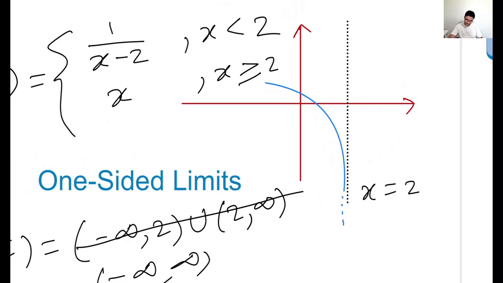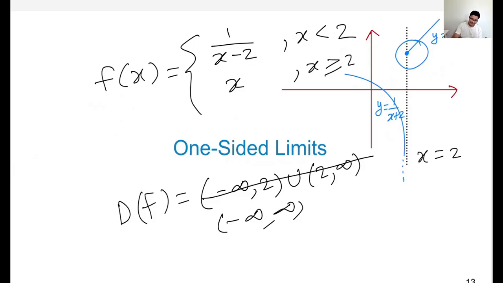And on the right side, it is just x for x equal or greater than 2. So let's say this is at 2. So like that, the line y equals x after that. And before that, it is the function y equals 1 over x minus 2. Now, if you approach from the left, it goes to negative infinity. So there is no limit. But if you approach from the right, you reach the value 2, right? So it has a one-sided limit. The limit exists from the right, does not exist from the left.